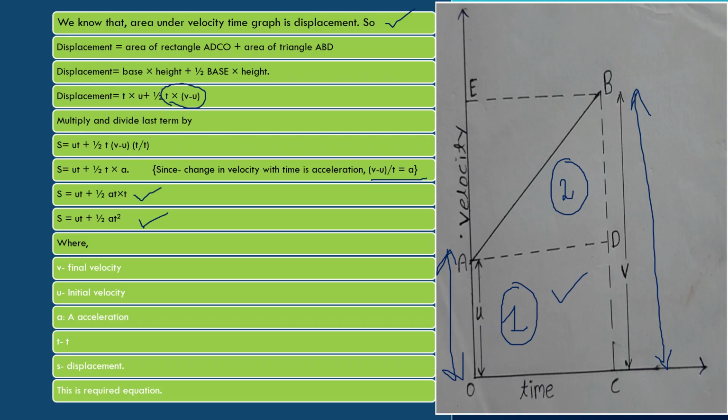So once again, where v is final velocity, u is initial velocity, a is acceleration, t is time, s is displacement, and this is your required equation. Hope this point is clear. You can pause the video, go through the entire equation again, draw the graph, and that will help you.